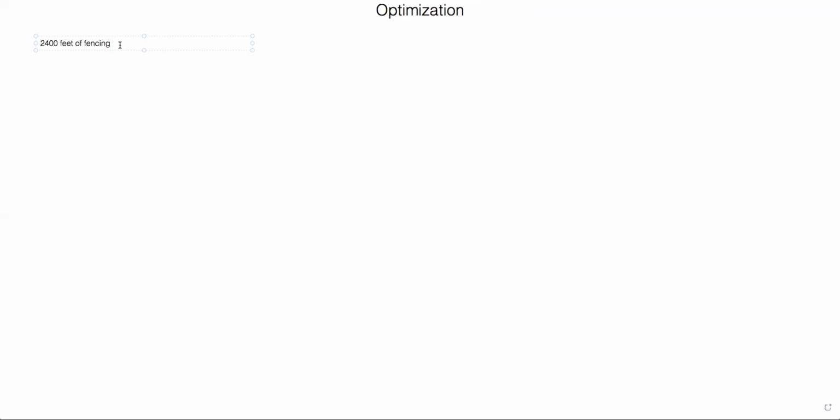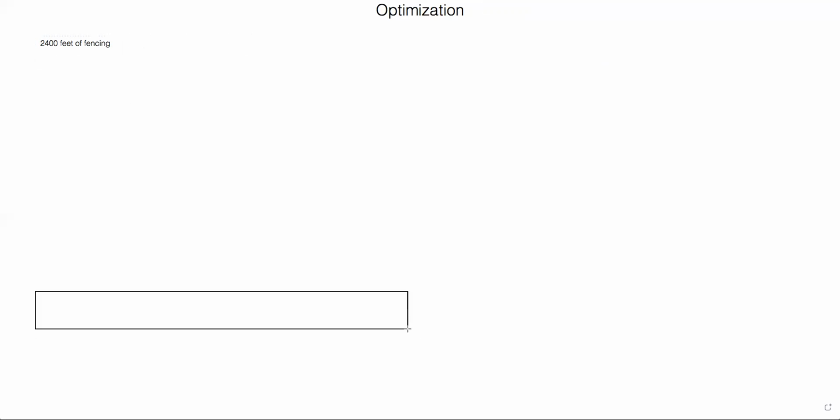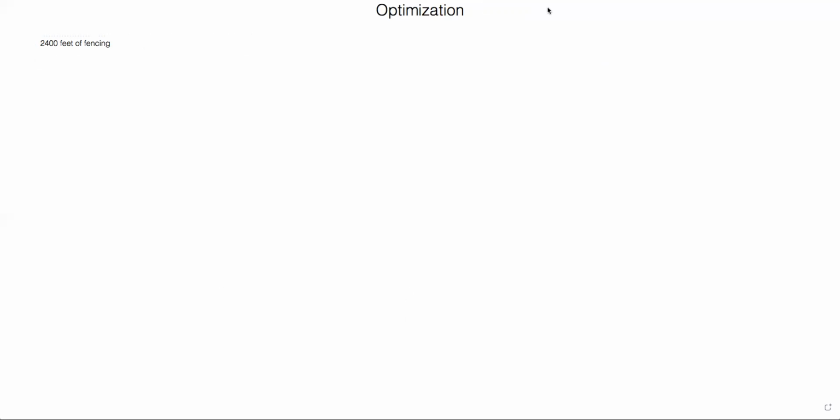So back to the problem. We have an amount of fencing that we can use, and our farmer wants to fence off a rectangular field that borders a straight river. So drawing a picture is always really helpful. So here, let me at least try to be a little creative here.